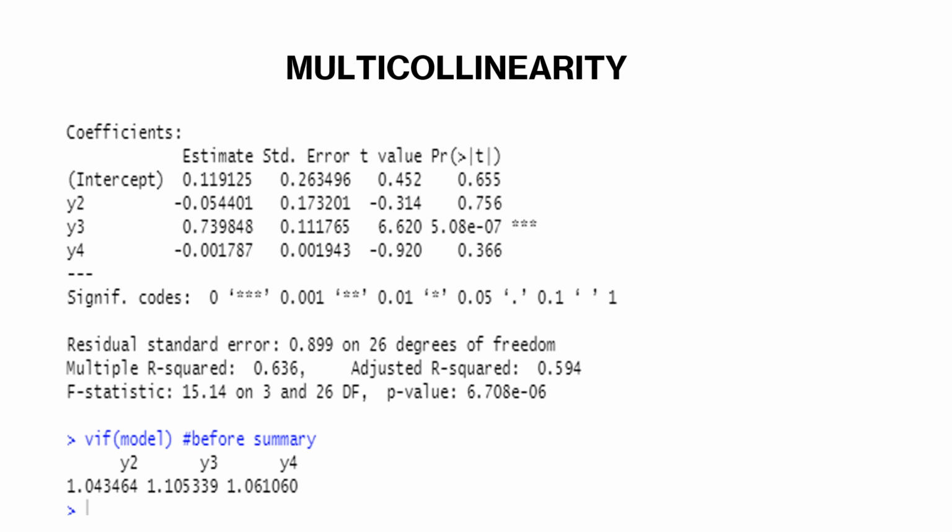If you look at Y3, it seems to be a significant predictor at the 0.001 level. What this means is that for every unit increase of Y3, which is theory of mind, there is a 0.01 increase in camouflaging.